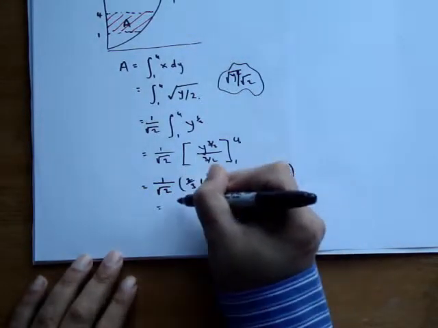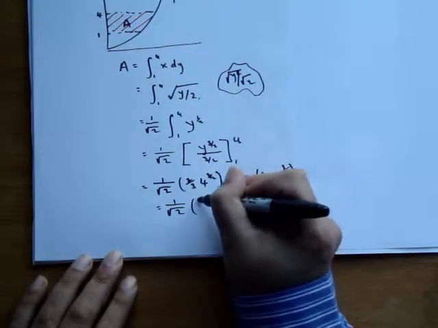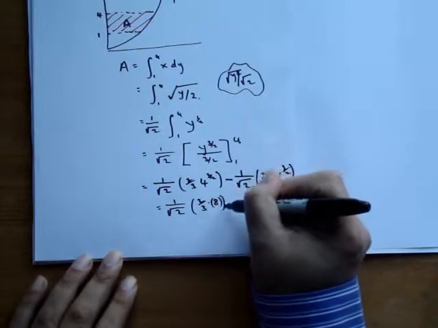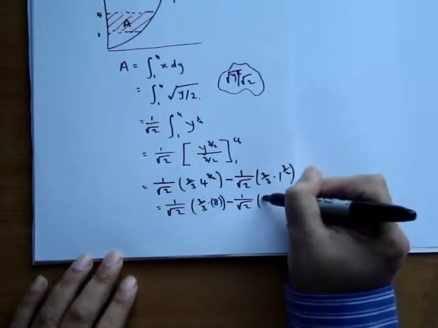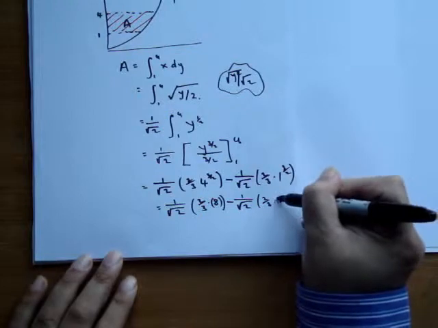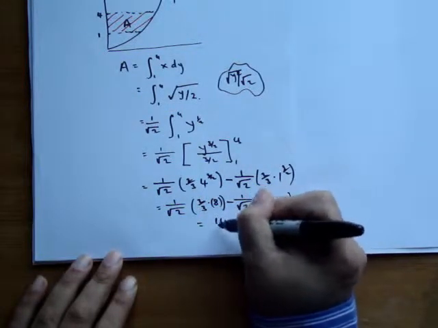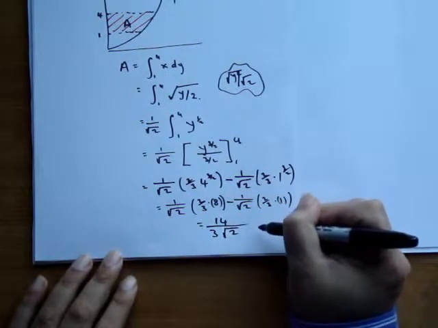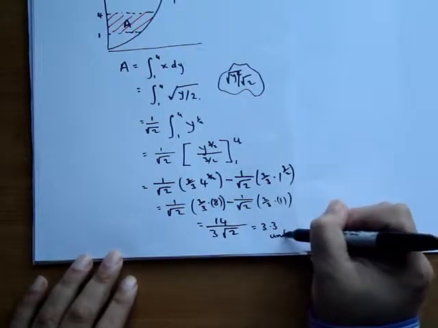So this would then be 1 over square root of 2, 2/3, multiplied by 8, minus 1 over square root of 2, 2/3, multiplied by 1. And this equals 14 over 3 square root of 2, which is 3.3 units squared.